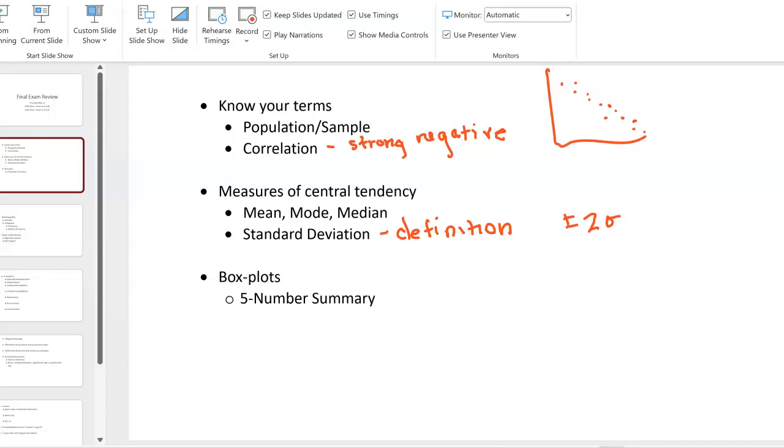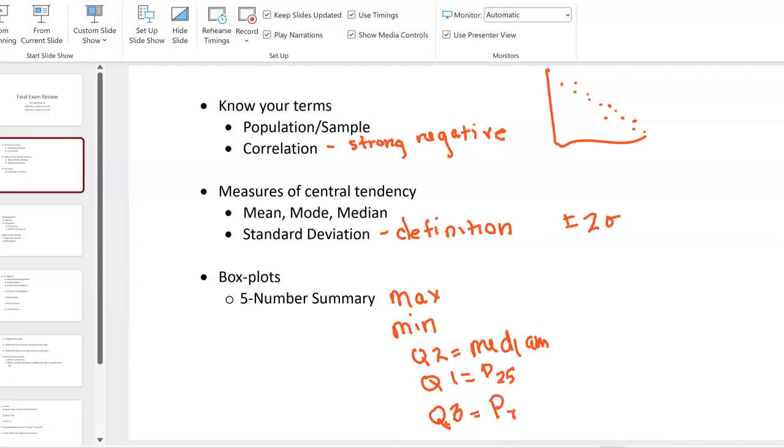So box plots, this is again going back to chapter 3. A 5-number summary was the max and the min, which is the highest point and lowest point. Q2 was equal to your median. And then you've got Q1 and Q3. Q1 was the 25th percentile, and Q3 was the 75th percentile. So make sure you look back in chapter 3 to see how that all plays out.